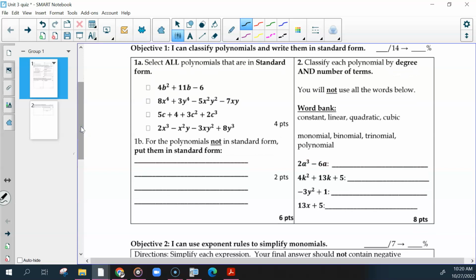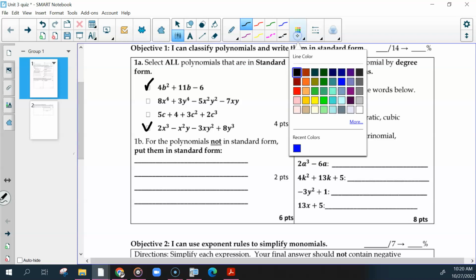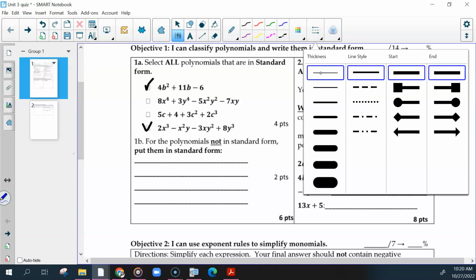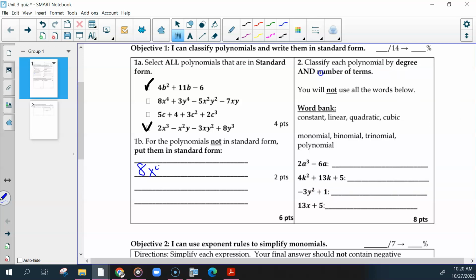So the ones that were already in standard form were the first one and the last one. Then if you got those two and didn't choose any others, you got all 4 points for that. And you had to fix the middle two. So 8x to the fourth minus 5x squared, y squared minus 7xy plus 3y to the fourth.